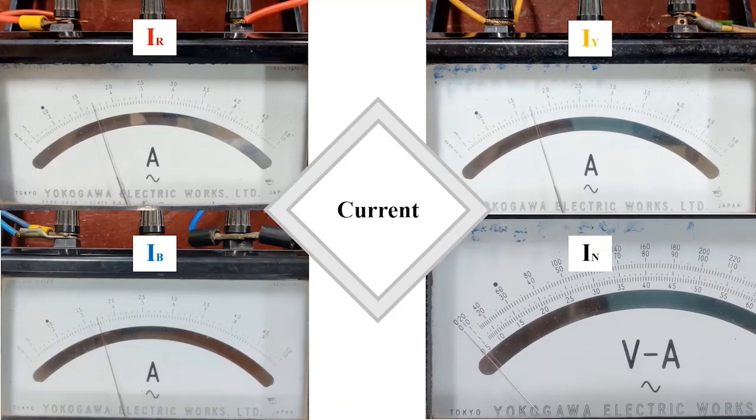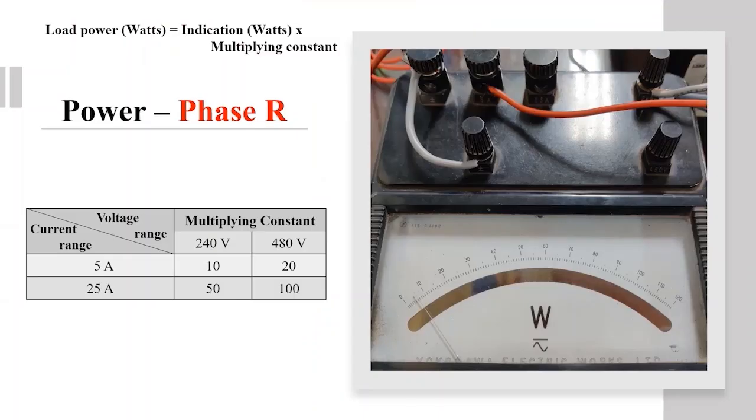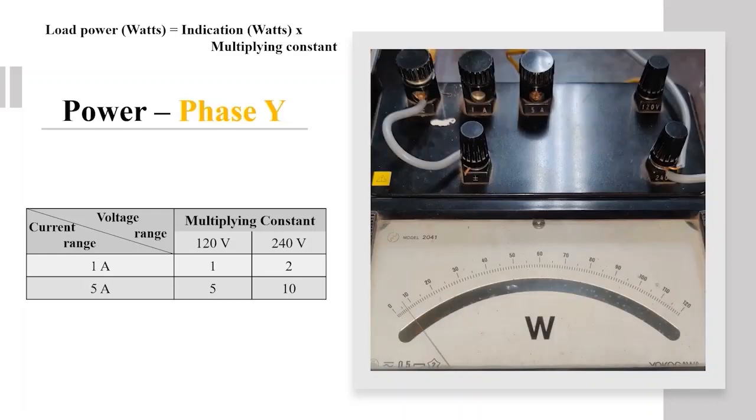Also take phase currents and neutral current readings. Write down the current values in the observation sheet. Read the phase R power. Note the multiplying factors and terminal values of the wattmeter. You then refer to the connection diagram to identify the correct terminals.